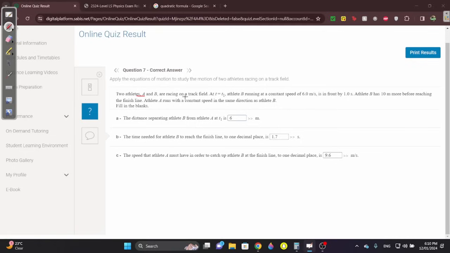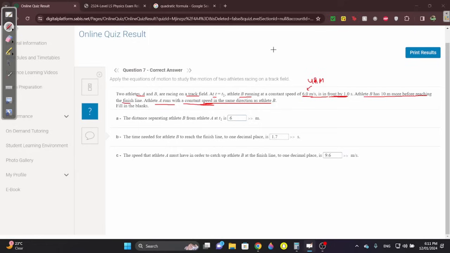Two athletes A and B are running on a racetrack. Athlete B is running at a constant speed of 6 meters per second, so it's URM. And this guy, athlete B, is in front of athlete A by 1 second. Athlete B has 10 meters more until he reaches the finish line. Athlete A is running at a constant speed in the same direction as athlete B. So imagine two guys on a racetrack. Athlete A is running at a constant speed, but athlete B is also running at a constant speed, which is 6 meters per second, but he's in front of athlete A by 1 second.